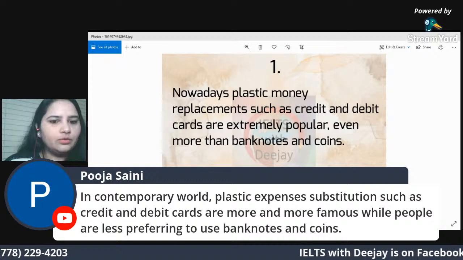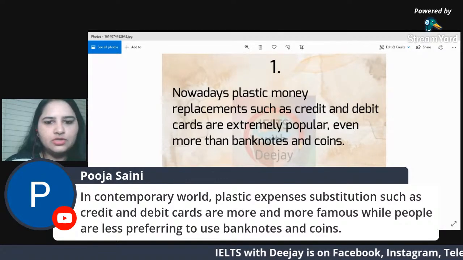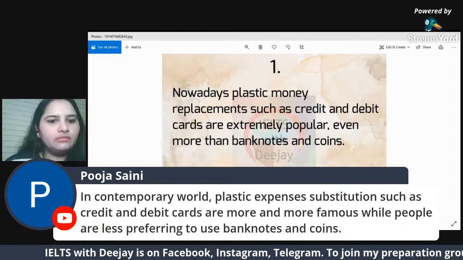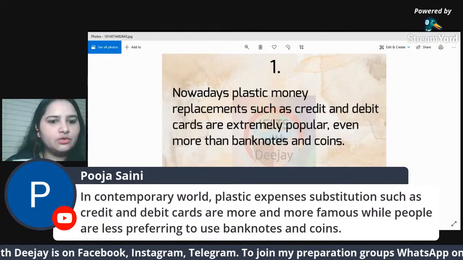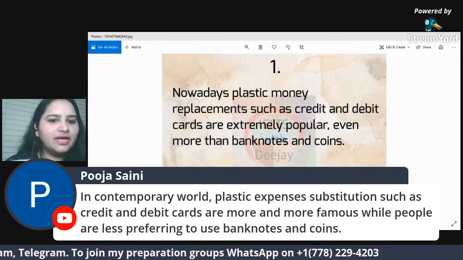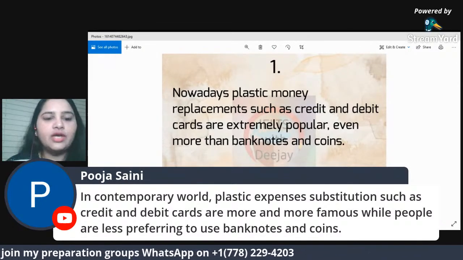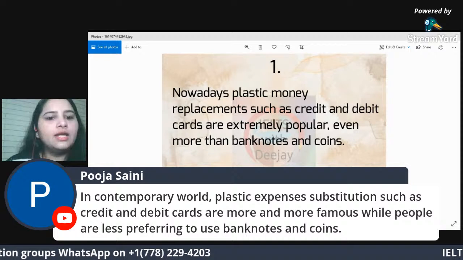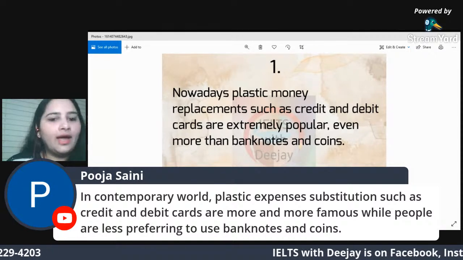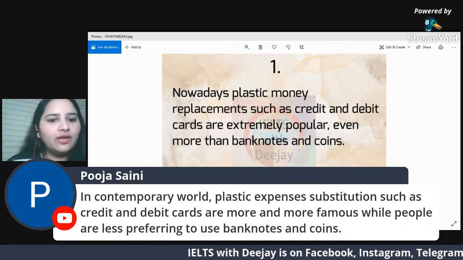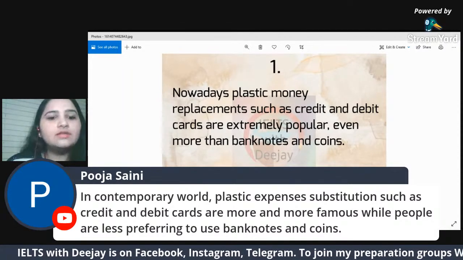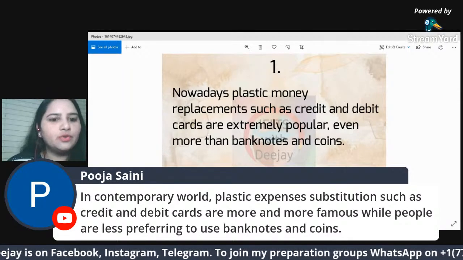In the contemporary world, plastic expenses substitutions such as credit and debit cards are more and more famous, while people are less preferring to use banknotes and coins. Very good. Perfect. This is what I was saying. She hasn't changed all the words. She has used debit and credit card. Then she used banknotes and coins as well. And she added some other vocabulary that is making it much more effective and impressive. This is what you have to do.